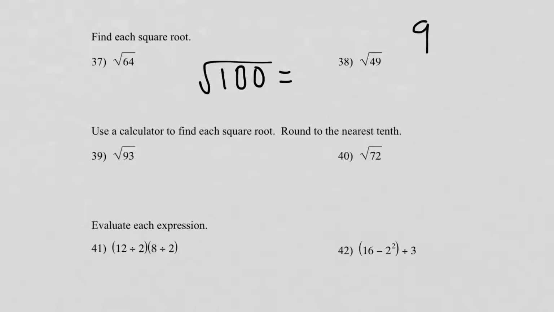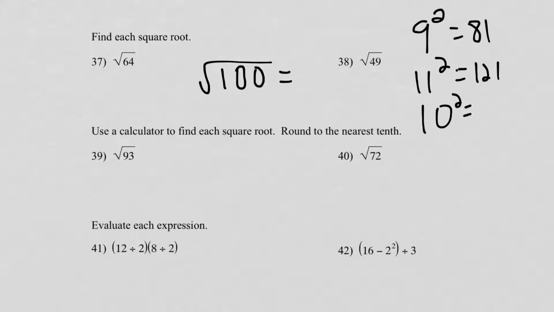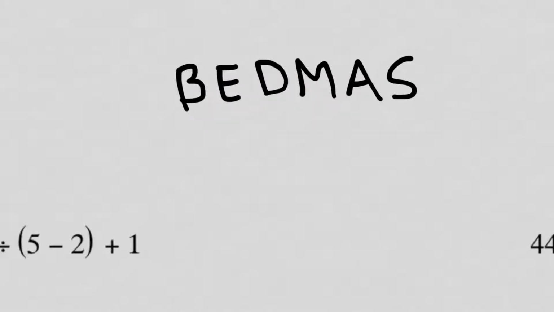Well, just some work off the side. 9 squared would equal 81, so it needs to be higher than that. 11 squared would equal 121. That's too high, so we go to 10 squared, and it equals 100. And so the result is not 10 squared, but just the number. We're saying what number, when squared, would equal 100, and the result is 10.